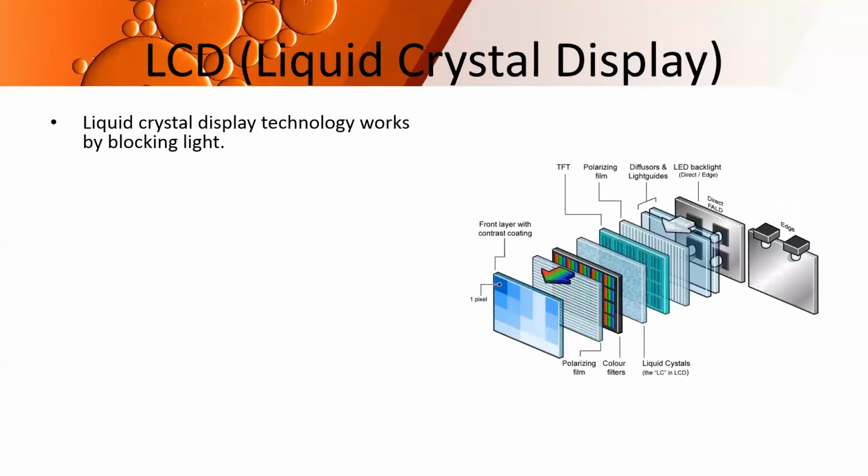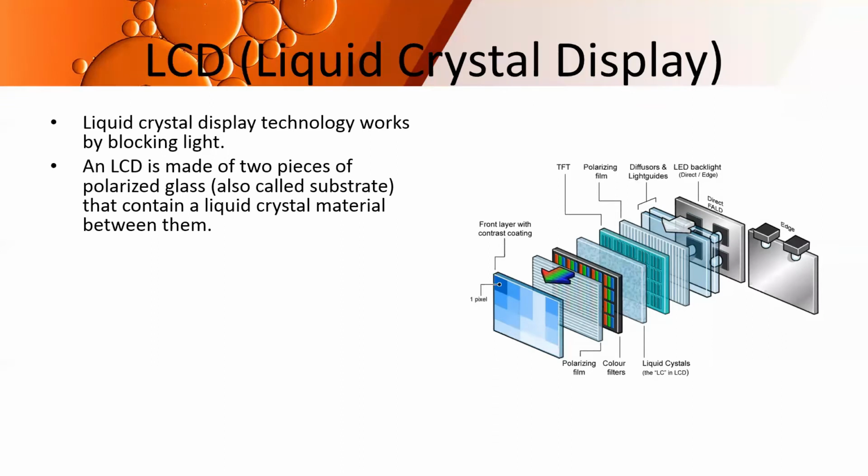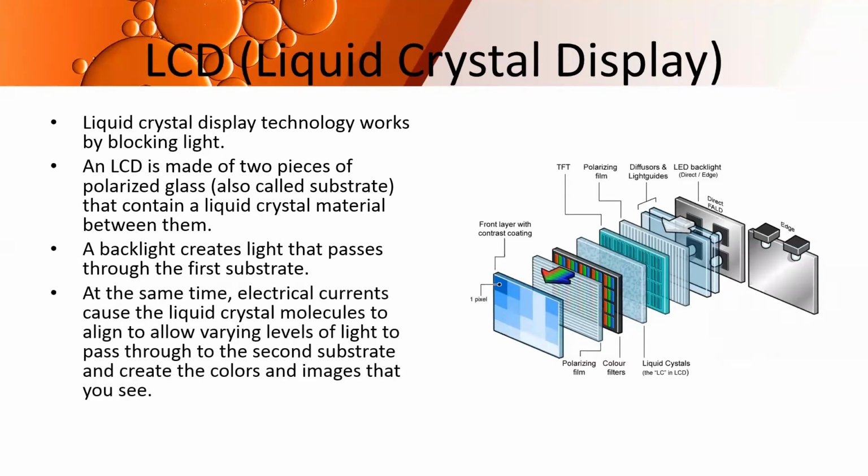Liquid crystal display technology works by blocking light. An LCD is made of two pieces of polarized glass, also called substrate, that contain a liquid crystal material between them. A backlight creates light that passes through the first substrate. At the same time, electrical currents cause the liquid crystal molecules to align to allow varying levels of light. These are the notes for you to write, but I am not going to tell them right now. I am going to explain to you LCD in detail.